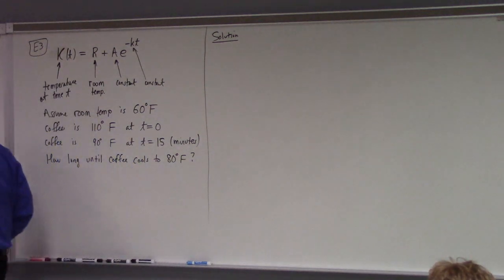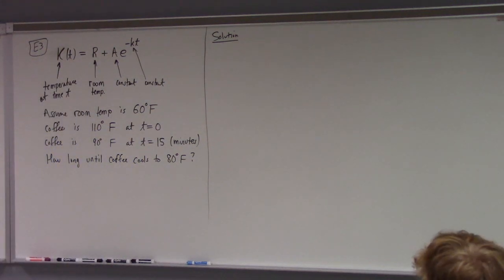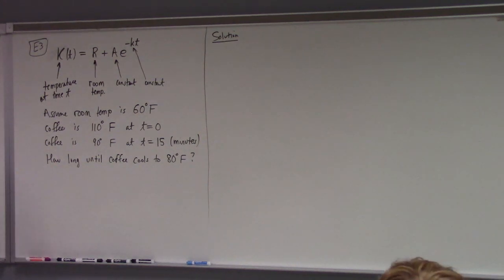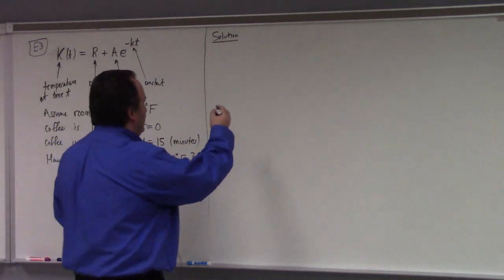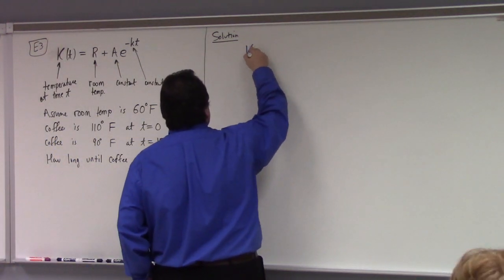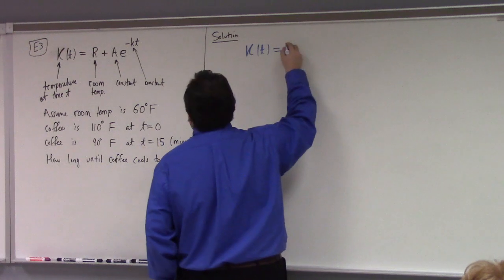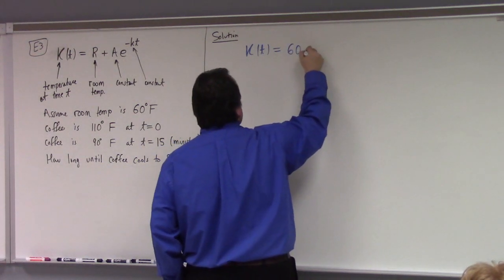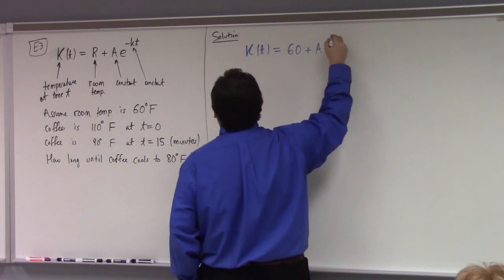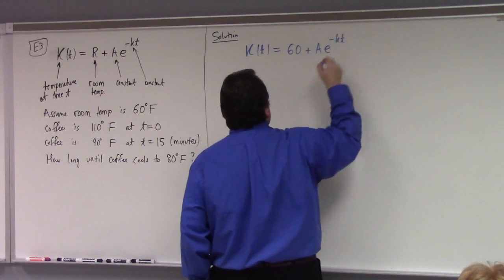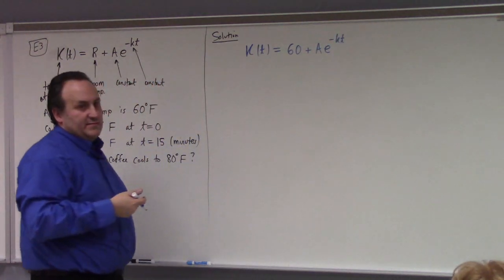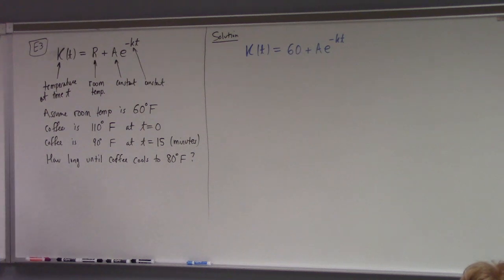To start with, I'm going to put in what I'm given, which is room temperature, right? So we don't need to do any kind of fancy math for that. We just write it down. K of T apparently is 60 plus A e to the minus KT. All right, since room temperature is 60, we have this. Now what?